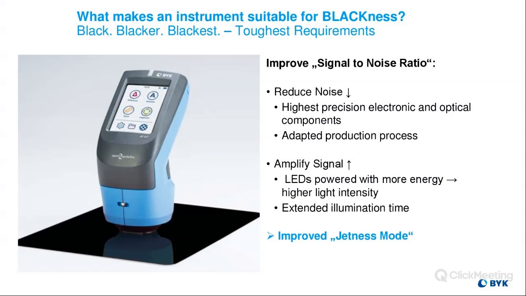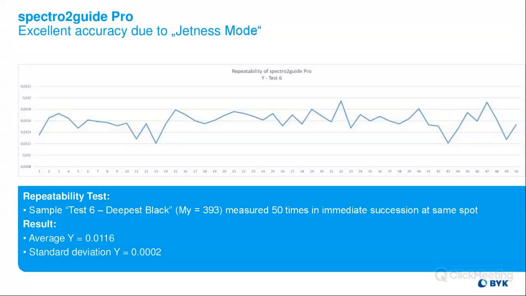So we developed this instrument that improves the signal-to-noise ratio, partially by reducing the noise using the highest precision electronic and optical components and an adapted production process. We also boosted the signal using LEDs powered with more energy, which means higher light intensity and an extended illumination time. So this leads to an improved what we call jetness mode. Because of this, we can measure really dark colors very repeatably.